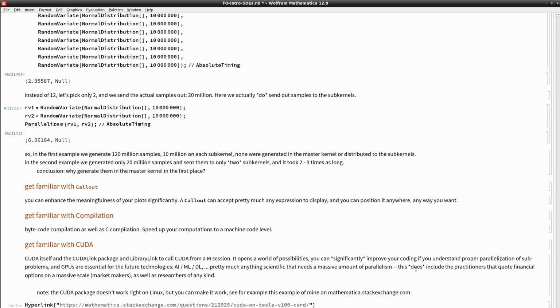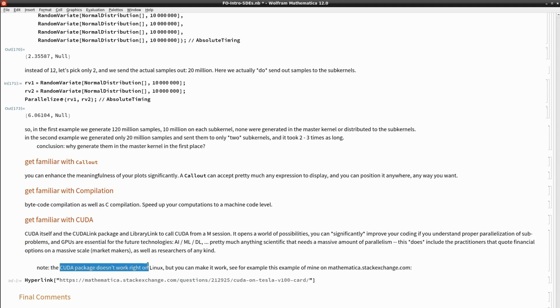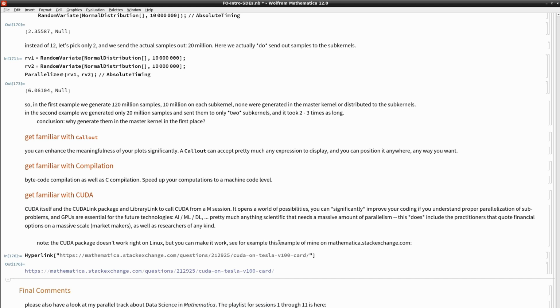And in this group, I also want to include the practitioners in financial options who need to quote financial options on a massive scale, called the market makers, as well as researchers of any kind. I think eventually CUDA will really make your life much better. Again, CUDA itself is important, the CUDALink package is important, and together with compilation and LibraryLink, you will have a wonderful experience. And note, the CUDA package doesn't work right on Linux, but you can make it work. I have posted an answer on Mathematica Stack Exchange that gives you more details on how to make it work on Linux. See this example of mine.